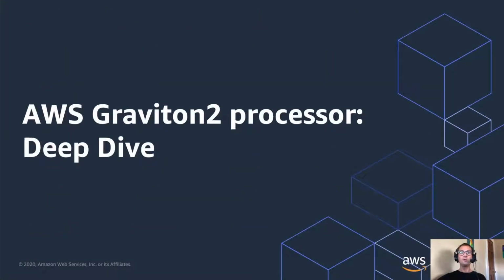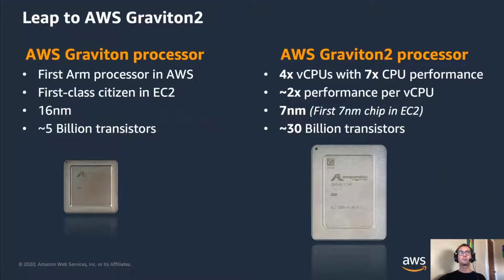Now, let's do a deep dive on the Graviton 2 processor. The Graviton 2 processor is the latest generation released by AWS on the Graviton architecture. The first version was the first ARM processor on AWS. We made it a first-class citizen on EC2, but it was a first attempt and a pretty modest chip. The Graviton 2 processor, on the contrary, is a way different beast. It features 4 times more vCPUs, up to 64, twice the performance per vCPU compared to the first generation, and it's built using a modern manufacturing technology. It's in 7 nanometer. And overall, it's a way bigger chip, 30 billion transistors instead of 5 billion with the first generation.